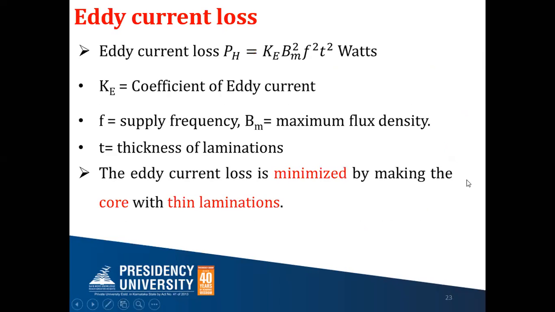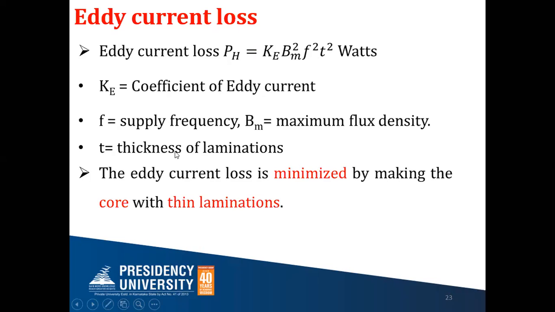Right. And the same way as we express hysteresis loss, it has one equation that describes it. Here it is a constant Ke, equal to a coefficient of eddy current, into Bm squared, where Bm is the maximum flux density, and f is the supply frequency squared. T here is nothing but the thickness of the laminations.